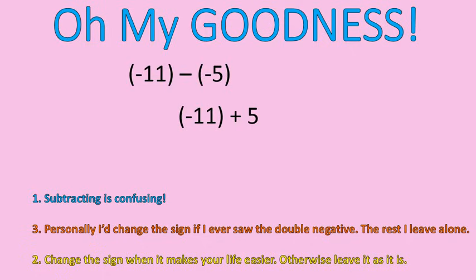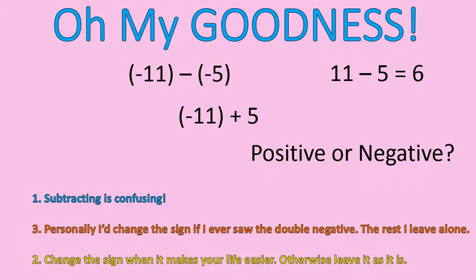If the signs are different, I find the difference. 11 minus 5 is 6. Is it going to be a positive 6 or a negative 6? Well, what do I have more of? I have 11 negatives and only 5 positives. There's more negatives. So my final answer will be negative 6. Oh my goodness, there's a lot of negatives there.